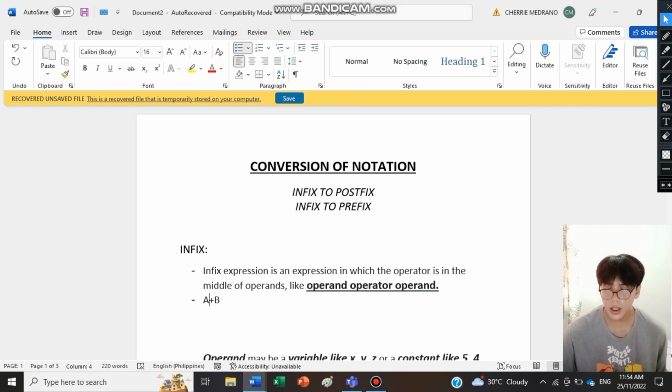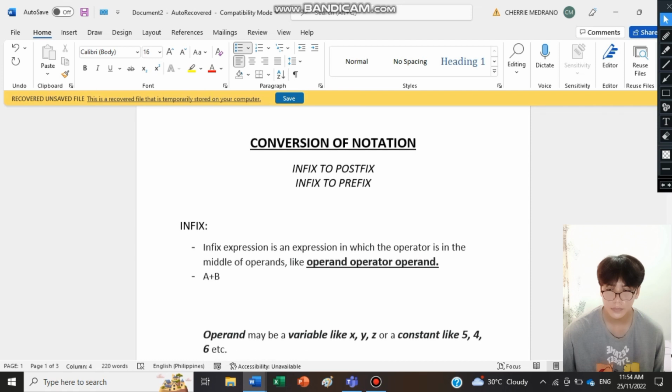So in infix, the operators should be placed in between the operands. That's why, as you can see here, the plus operator is placed in between A and B, which are our operands. So this is what an infix looks like. But this is just a simple example of what an infix is.